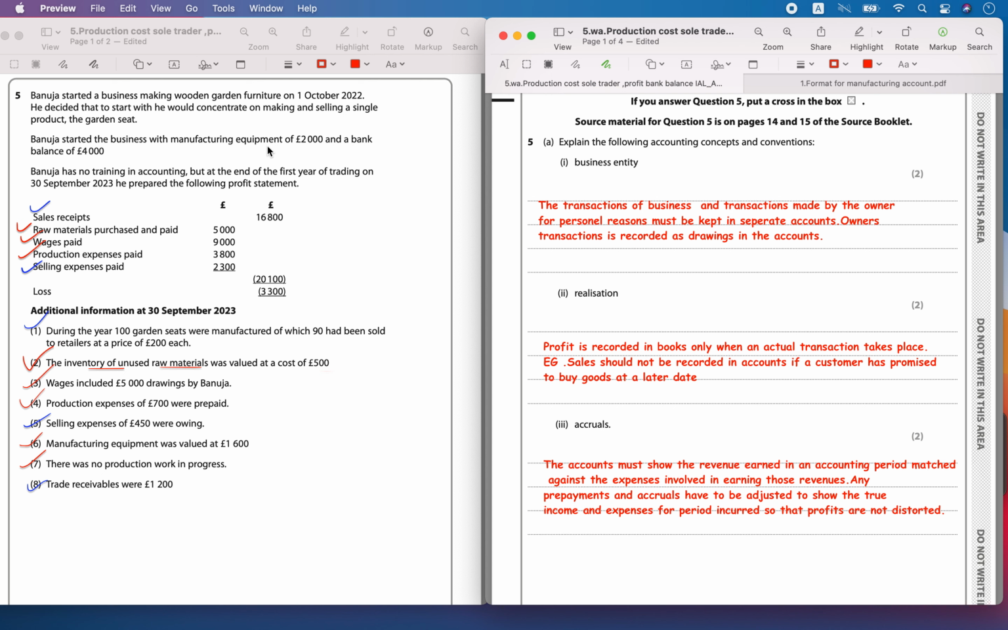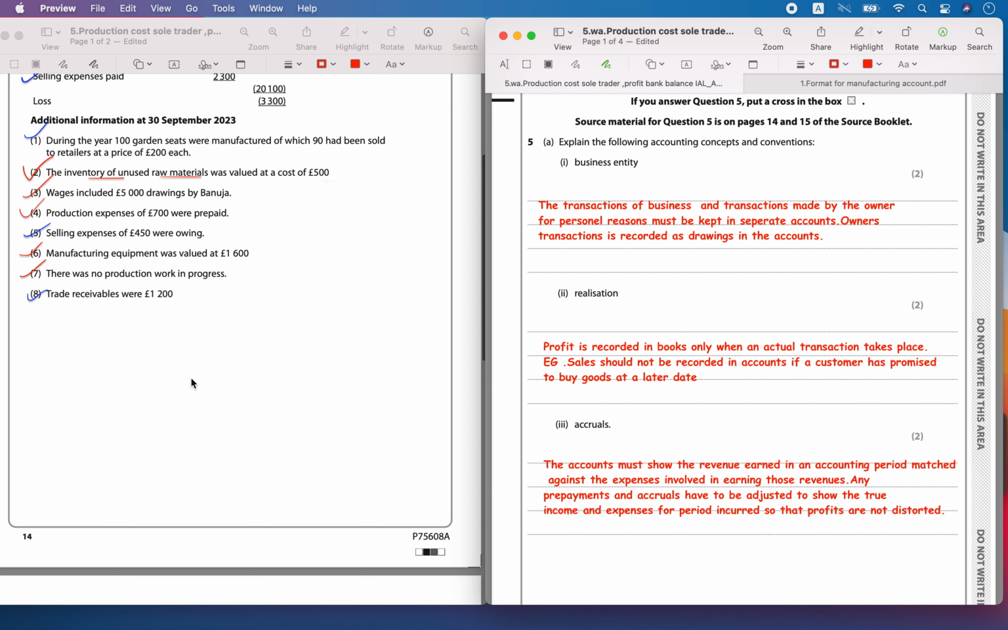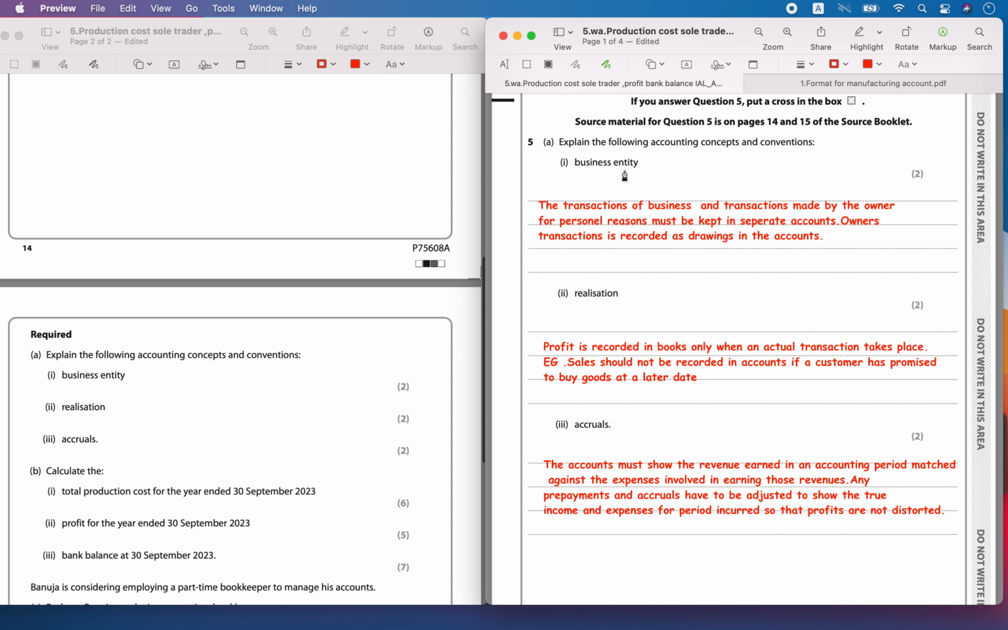And we can see that there is some additional information at 30th September 2023. Now let's start to solve the first problem. 5a, explain the following accounting concepts and convention. First one is a business entity.